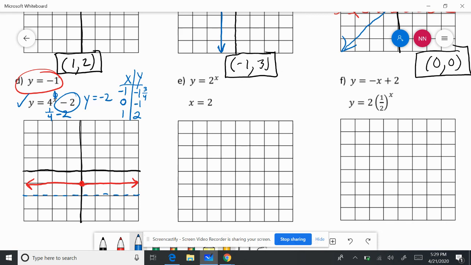Now what I'm going to do is plot my points. So I have -1, -1 and 3/4. I have 0, -1. And I have 1 and 2. That right there is my exponential. Remember, my answer is where they cross. So in this case, the answer is 0.